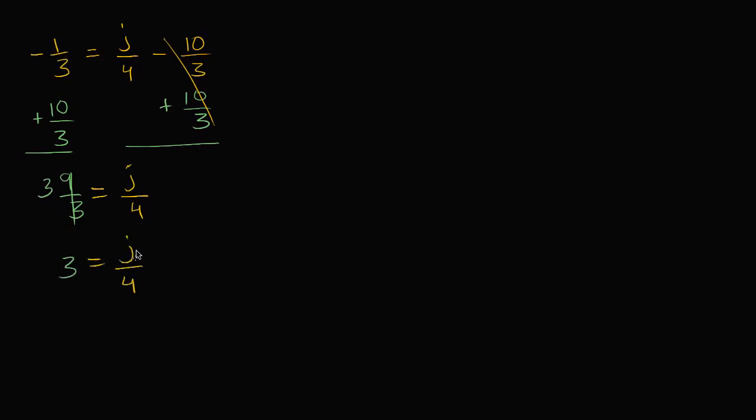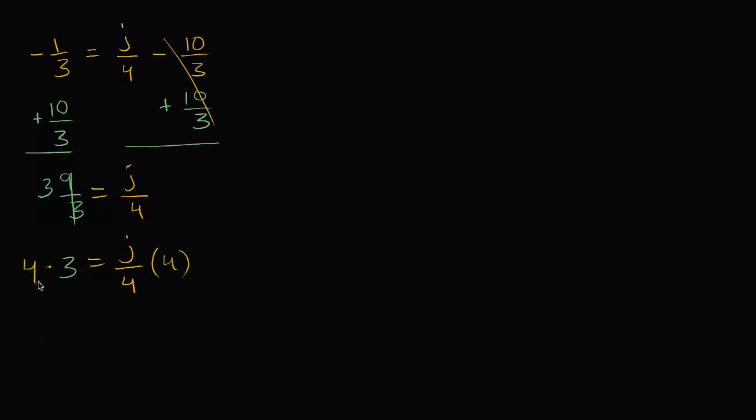Now to solve for j, I could just multiply both sides by 4, because if I divide something by 4 and then multiply by 4, I'm just going to be left with that something. If I start with j and I divide by 4 and then I multiply by 4, then I'm just going to be left with j on the right-hand side. But I can't just multiply the right-hand side by 4, I have to do it to the left-hand side as well. So I'll multiply the left-hand side by 4 as well.